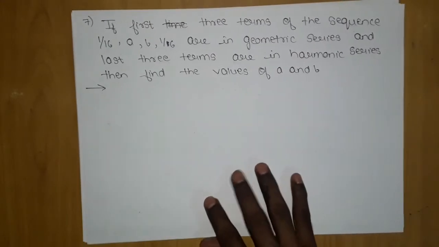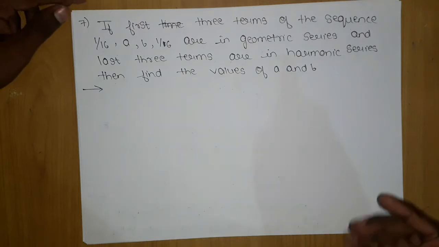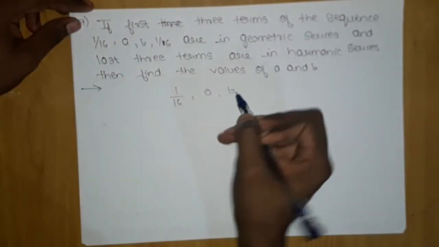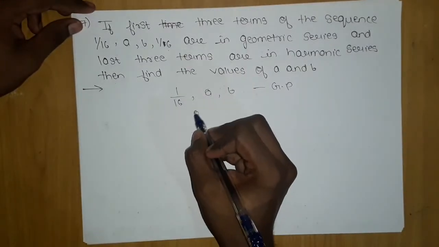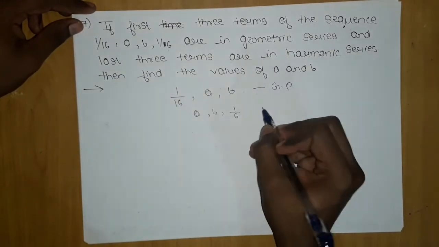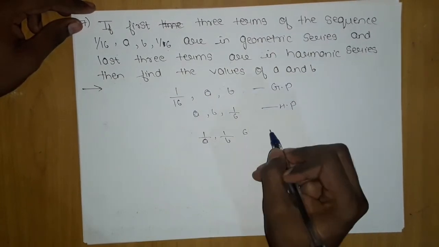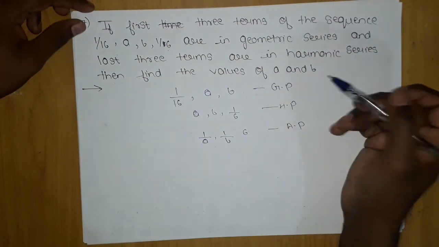Next question. The next question is the 7th one, which says: if the first three terms of the sequence, 1 by 16, a, b, are in geometric series, so 1 by 16, a, b are in GP, and the last three terms are in harmonic progression, so a, b, 1 by 6 are in HP. So I can write 1 by a, 1 by b, 6 are in AP. Now, basic things which you should know. Then find the value of a and b.